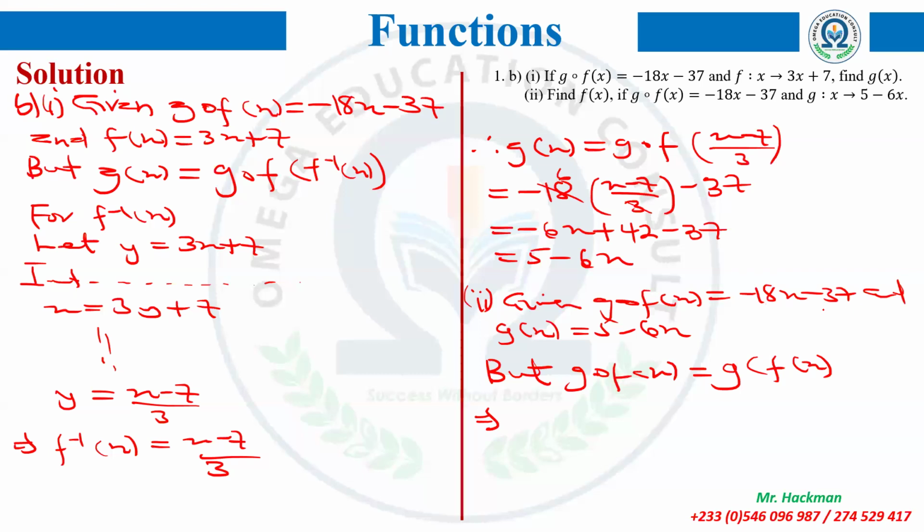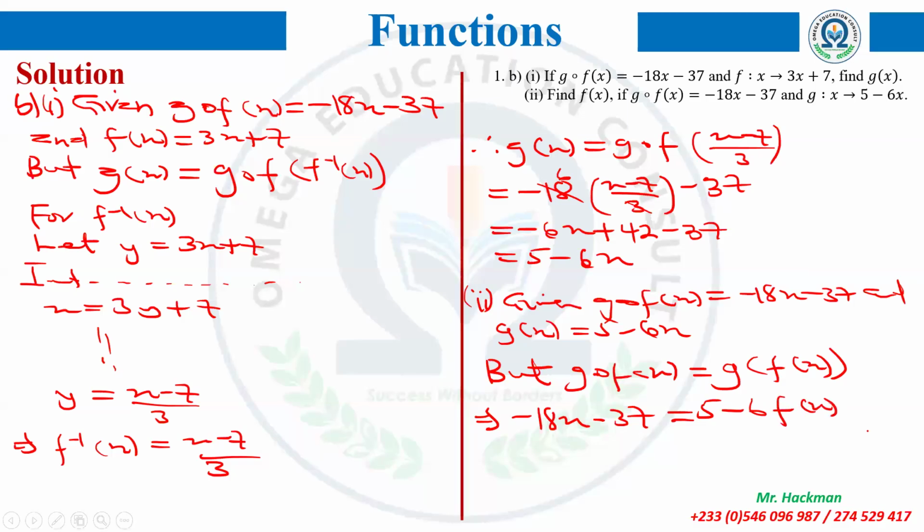I will write this one here: minus 18x minus 37. But that should be equal to g of f of x. That means wherever I see x in g of x, I substitute f of x there. So where is my g of x? This. So that will give me 5 minus 6 times f of x. Is my point well made?